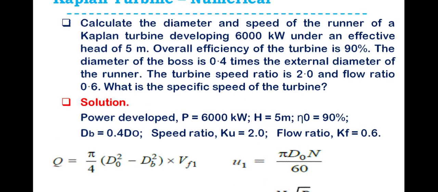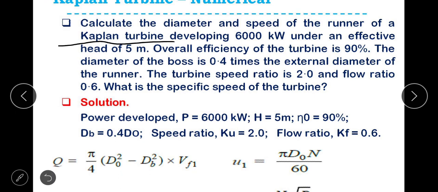Next, we will see a numerical problem. Calculate the diameter and speed of the runner of a Kaplan turbine developing 6000 kilowatt under an effective head of 5 meter, means the effective head he has given is the net head, capital H, equal to 5 meter. Overall efficiency of the turbine is 90%.